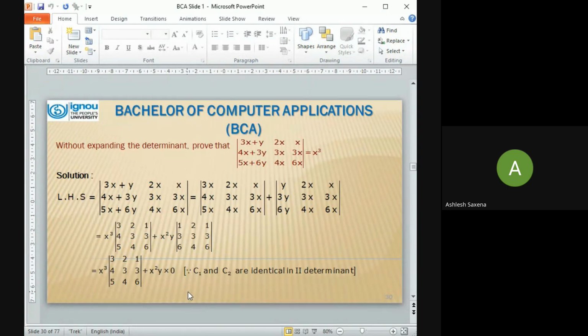Any idea from anyone what can be done now? I told you that we are left with this part only. This has been removed. This is left. How can this be reduced to 1?